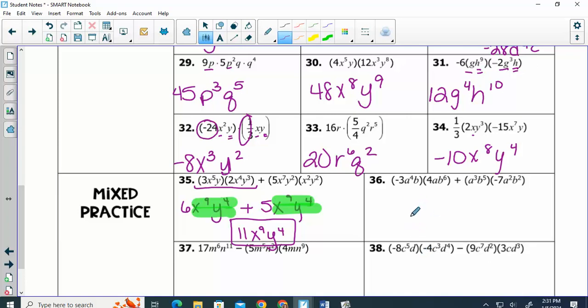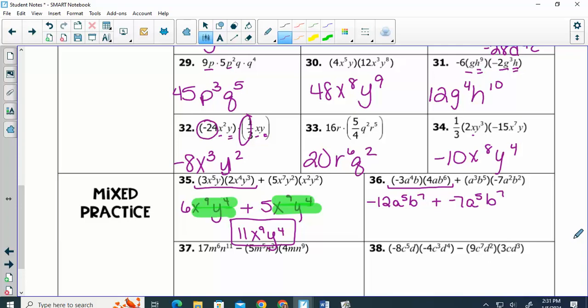Right, so 36. First, order of operations says we have to do the multiplication. So multiply those two. Negative 12, a to the 5th, b to the 7th. Plus negative 7, a to the 5th, b to the 7th. Then we check if they're like terms. If they aren't like terms, can we do anything? No, and that would be our answer.